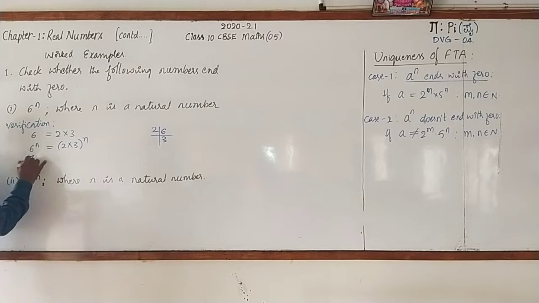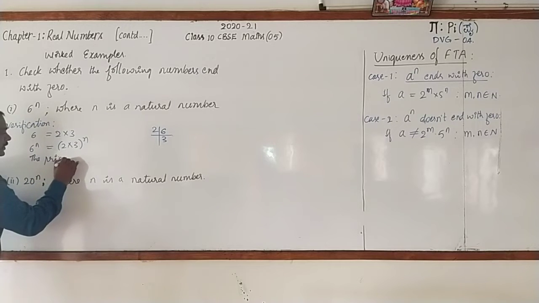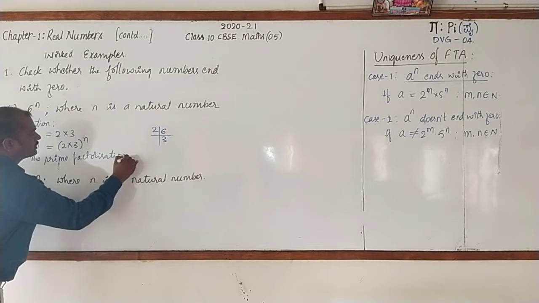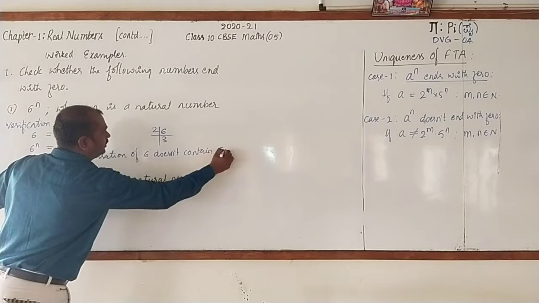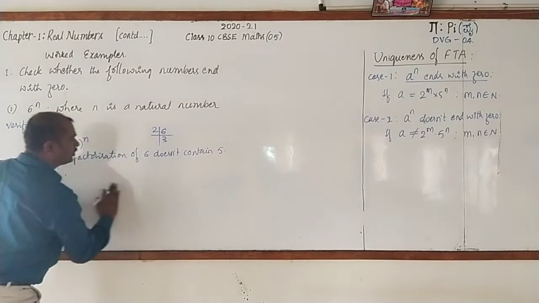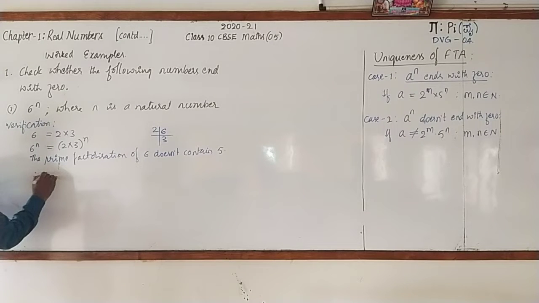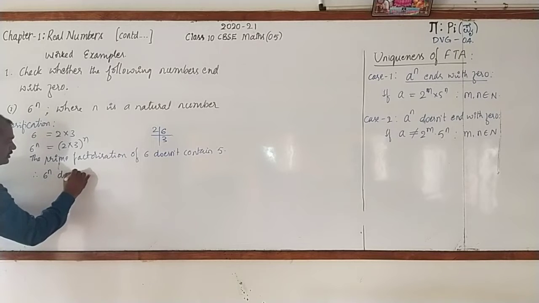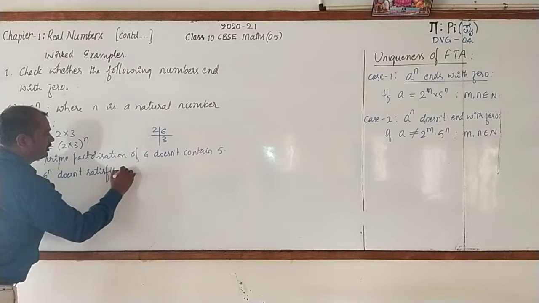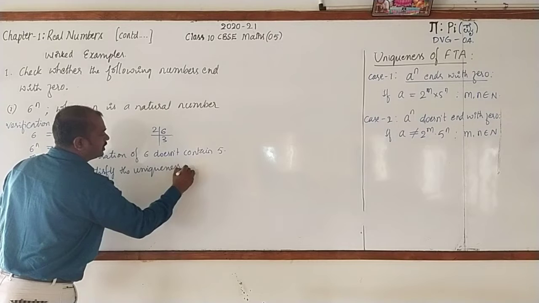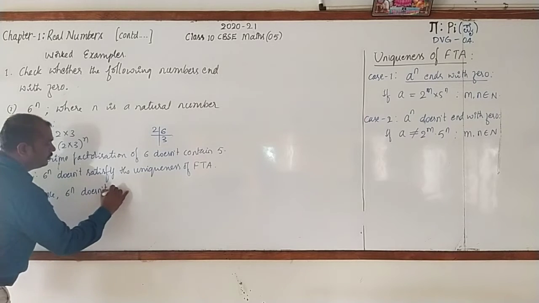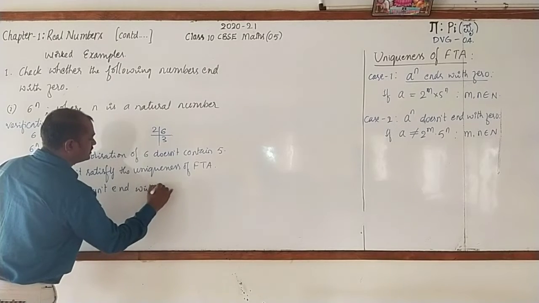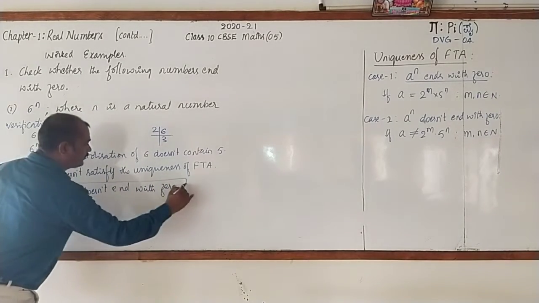The prime factorization of 6 does not contain 5. 2 is there, but there is no 5. Therefore, 6 raised to the power n does not satisfy the uniqueness of FTA. Hence we can say that 6 raised to the power n does not end with 0. Clear? Hence it is verified.